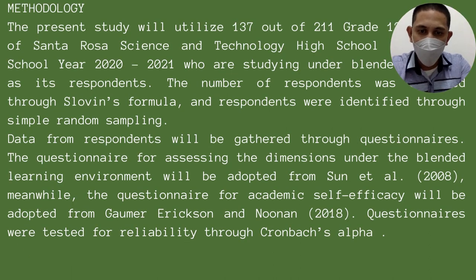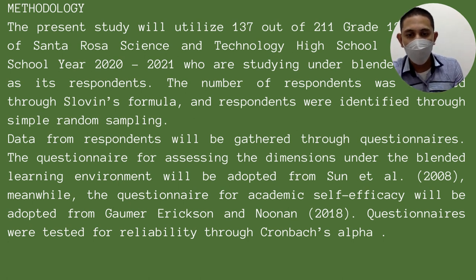For the methodology of this study, the present study will utilize 137 of 211 grade 12 students of Santa Rosa Science and Technology High School during school year 2020 to 2021, who are studying under blended learning, as its respondents. The number of respondents was computed through Slovin's formula, and respondents were identified through simple random sampling. Data from respondents will be gathered through questionnaires.